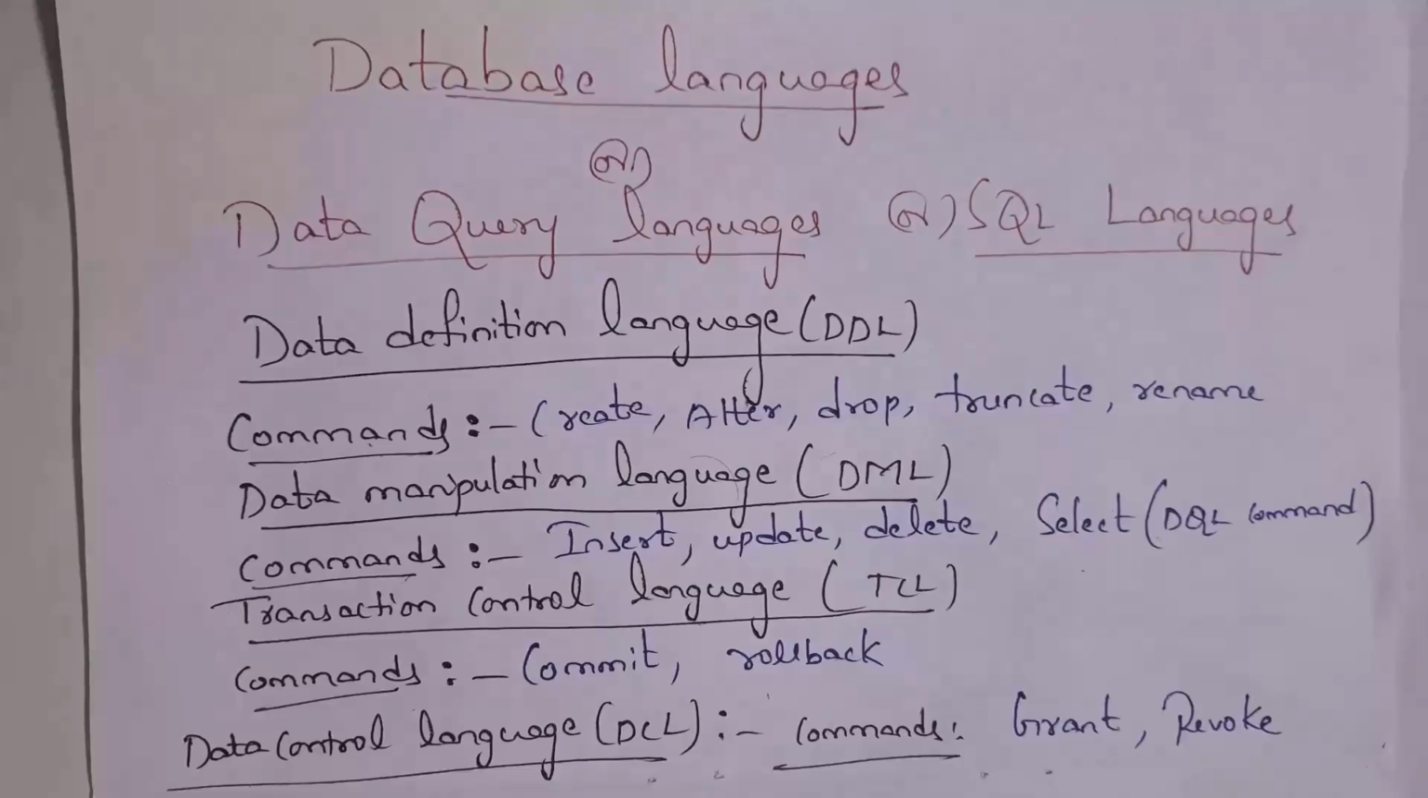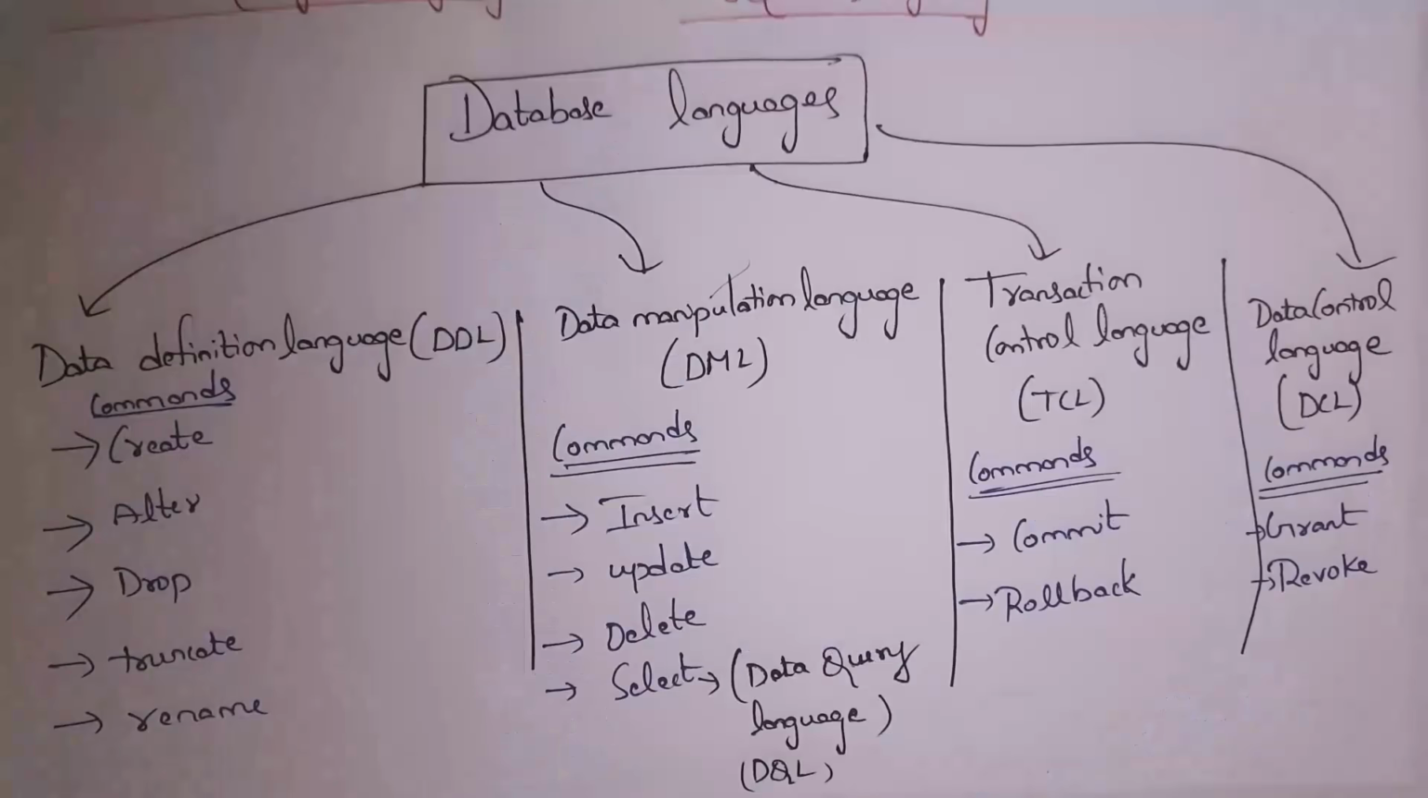Next I will explain database language topic in DBMS. Guys, normally if you want to communicate with any person, directly you can communicate in English language or Hindi language or any other languages. But database software cannot understand our languages. So in order to communicate with database software, we need database languages.